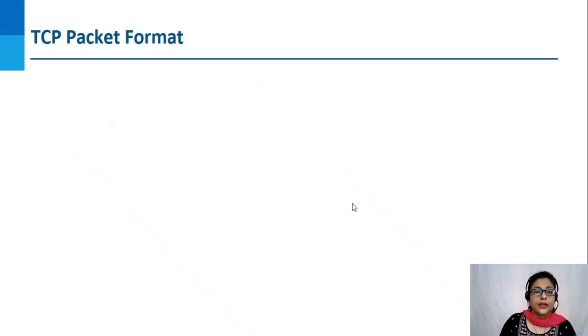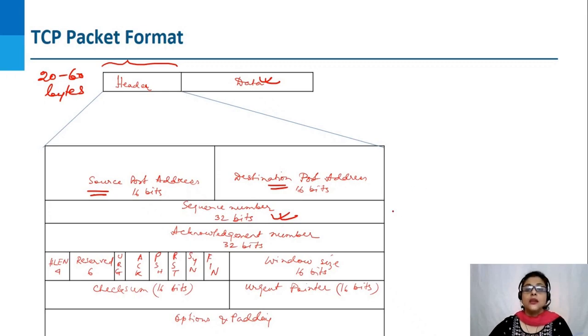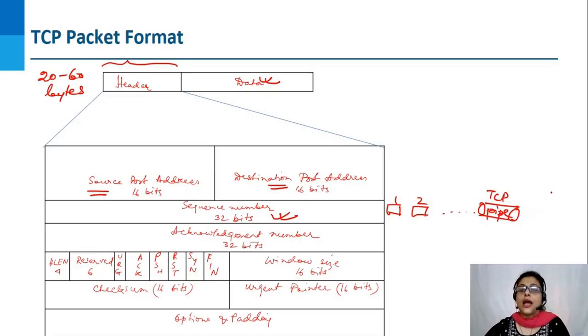Let us now have a look at the TCP packet format. TCP has a header which is of 20 to 60 bytes, and there is a data part. The header consists of the 16-bit source port address and 16-bit destination port address. Then the next field is the sequence number, which is of 32 bits. The sequence number is important for TCP because TCP numbers each packet so that they move through the same TCP pipe and are received at the receiver in the proper sequence.